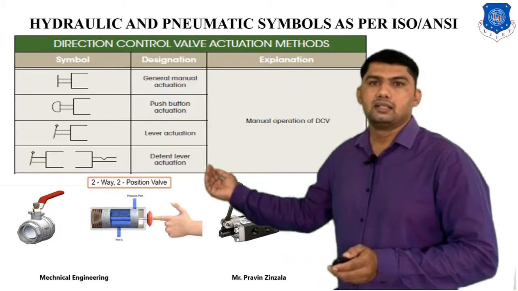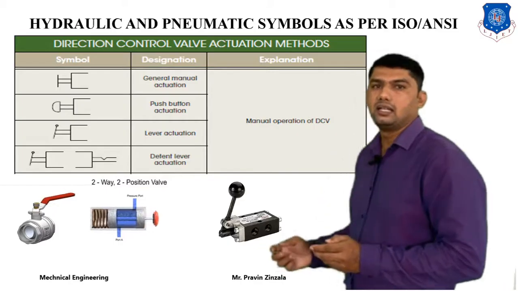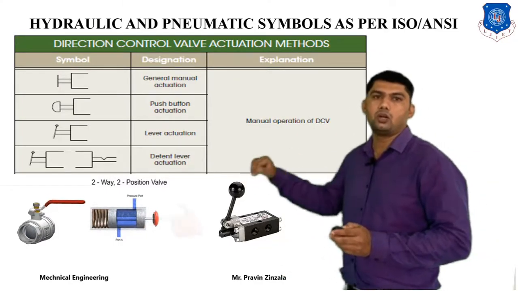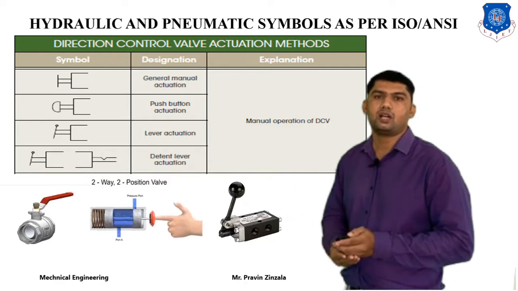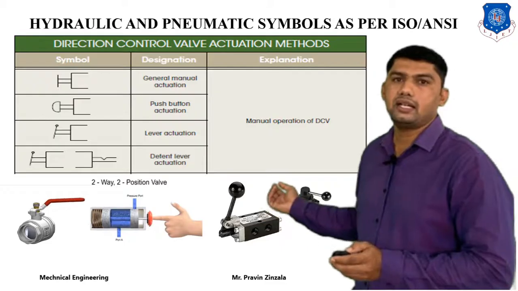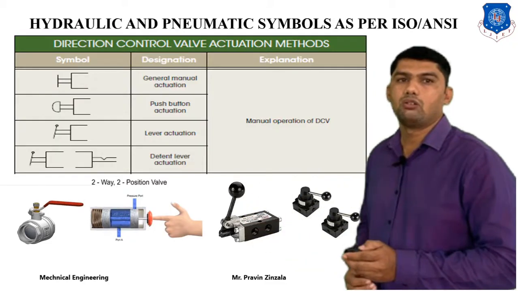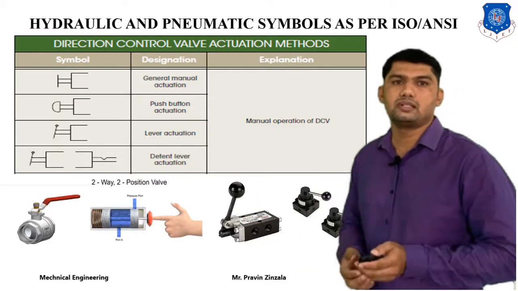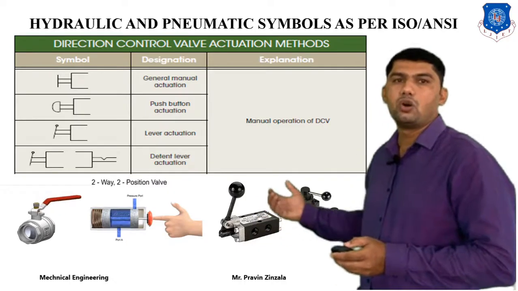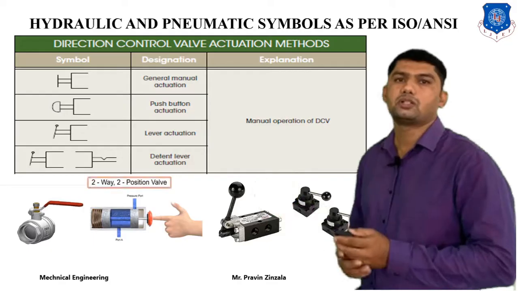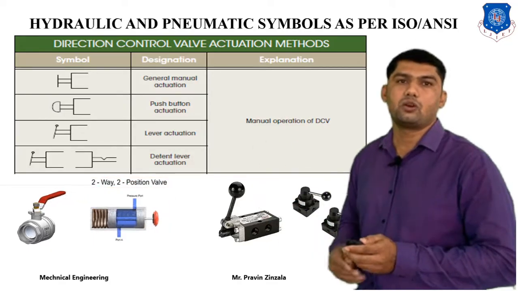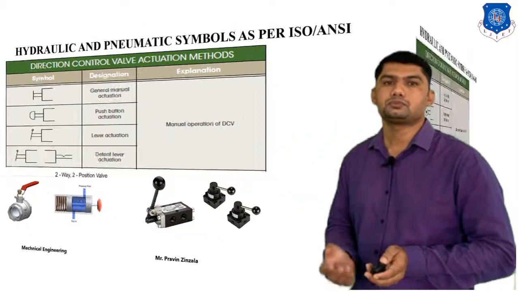The next one is lever operated. Simply a lever is used for turning the direction control valve on and off. And the last one is the detent lever type direction control valve. If you want automation in a hydraulic and pneumatic circuit, we require a long duration of operation. So for that, the detent lever type direction control valve operating method is used.